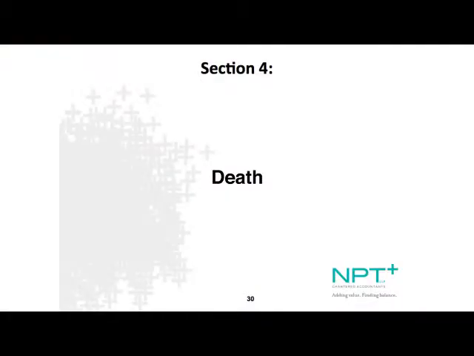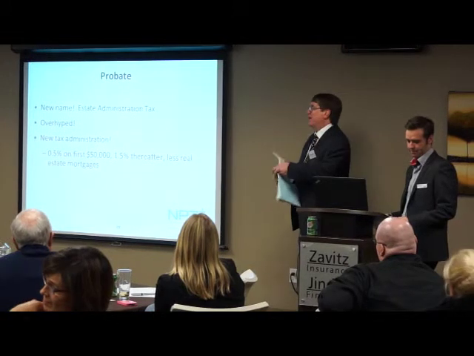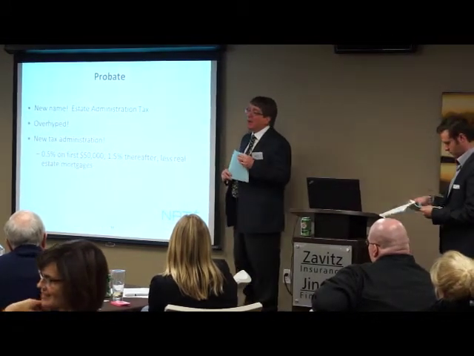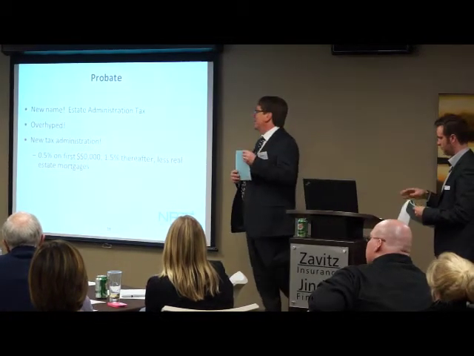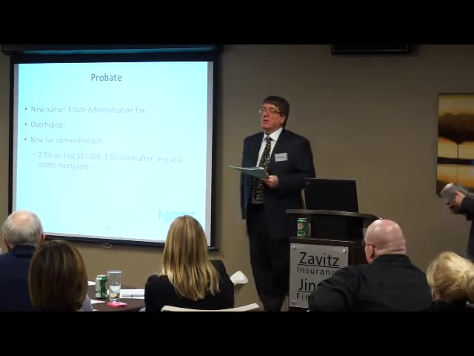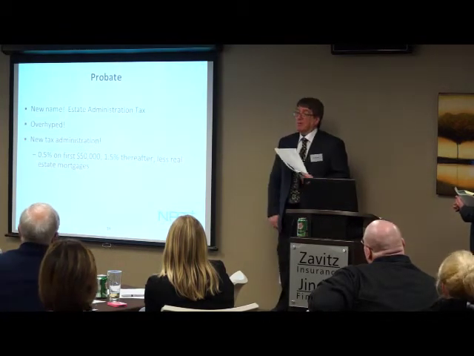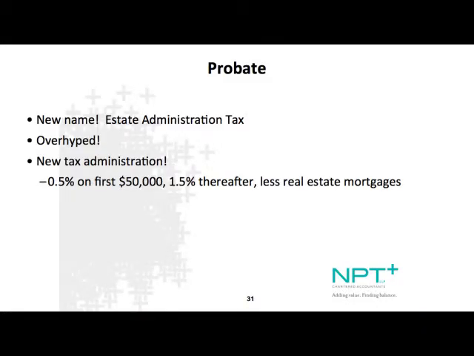Okay. So anyway, just one quick last point on death, and this is not much more than a rant about probate. It has a nice new name. It's called the Estate Administration Tax. Planning around it is grossly overhyped. We now have a new government department. The Ministry of Finance has hired a whole bunch of people that are going to enforce it. So all of a sudden, we aren't going to be able to get away with murder. And the rates are the same.